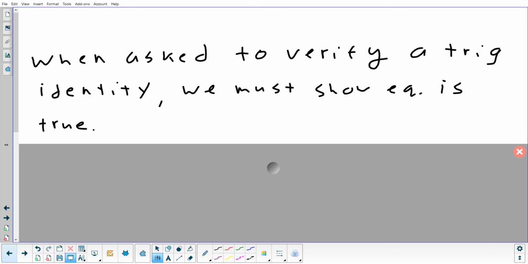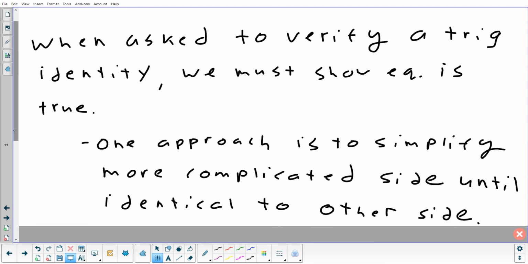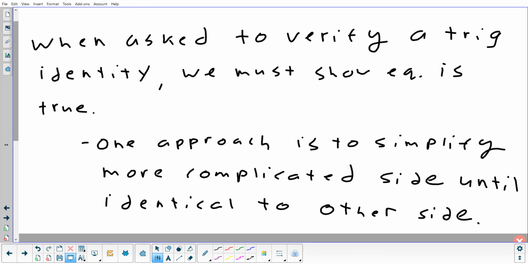Okay, so when you're asked to verify a trig identity, your job is to show that the equation is true. How do you do that? You turn one side into the other side by simplifying it. So when you do a verify problem, pick a side to start with and leave the other side alone for the whole problem. Don't touch it.